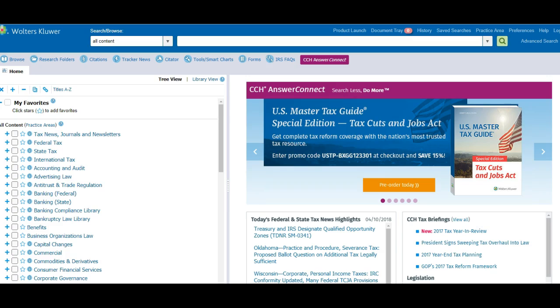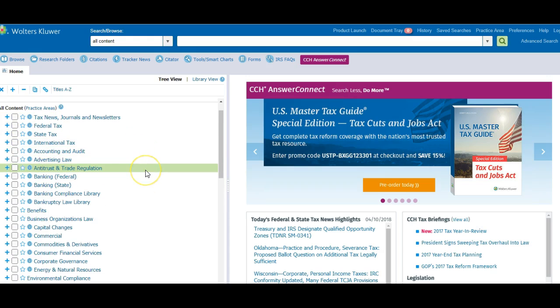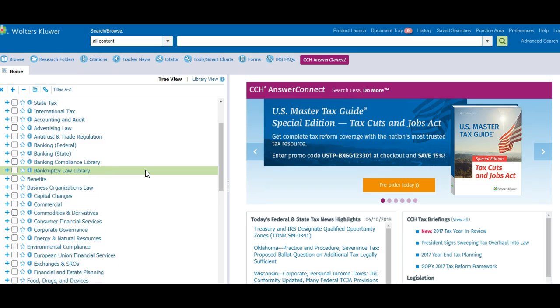And especially as you specialize, if you do wind up specializing, not everybody does, but if you do, you probably will wind up using these databases more than Lexis or Westlaw. So as I said, CCH has a lot of different areas available. It was mostly known initially for tax, but it has gone into lots of other areas.